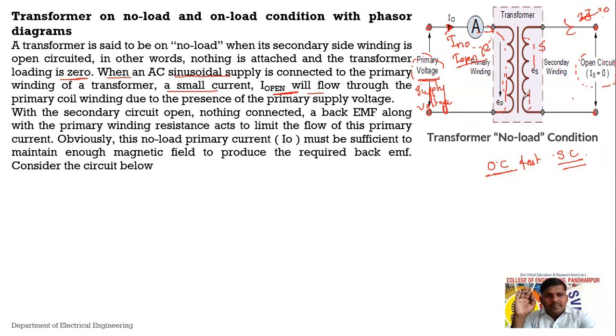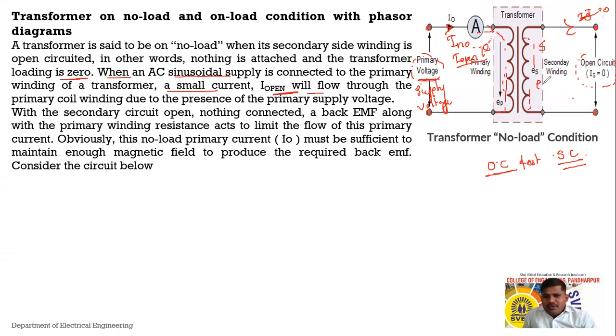Okay. See, when the secondary circuit is open, that means nothing is connected to the secondary side. A back EMF along with the primary winding resistance will act to limit the flow of this primary current.